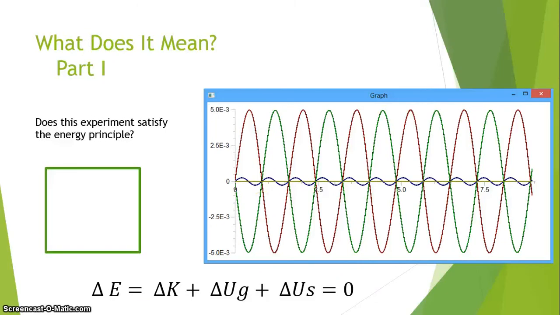Based on the graph which shows delta K, delta UG, delta US, and delta E, it can be said that the energy principle is satisfied in the system. The yellow line, which we recall is delta E, the sum of all the energies, is equal to 0 throughout the oscillation of the system. This satisfies the energy principle.